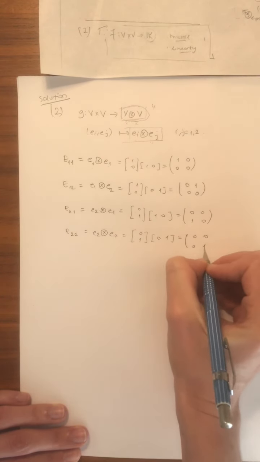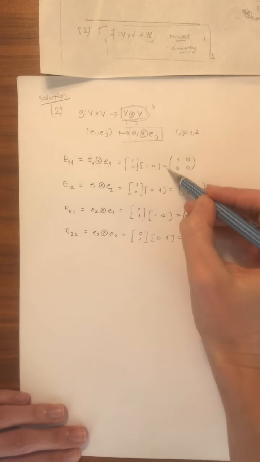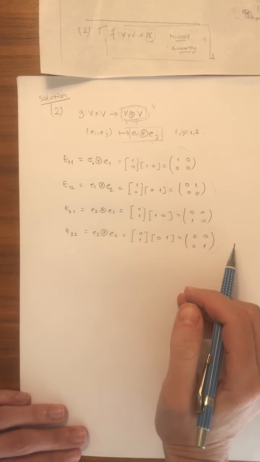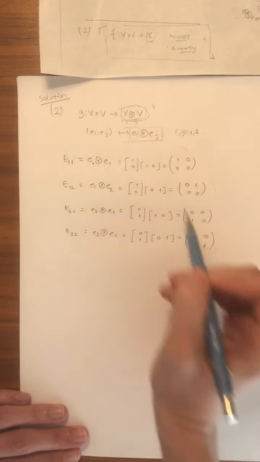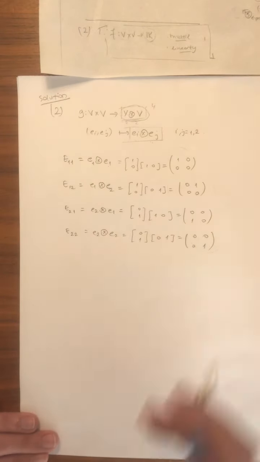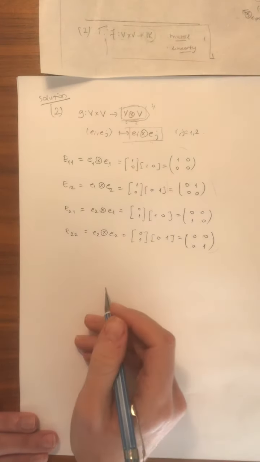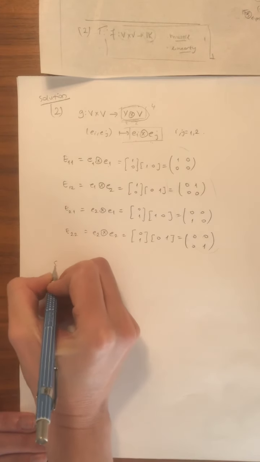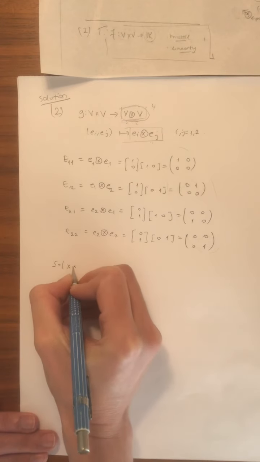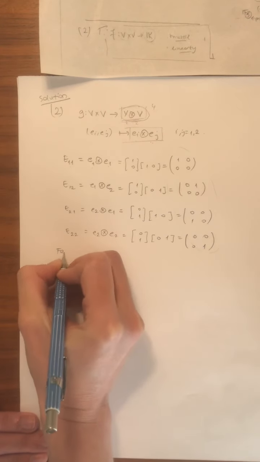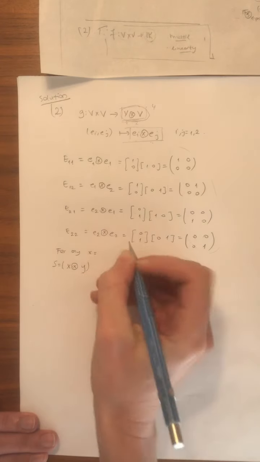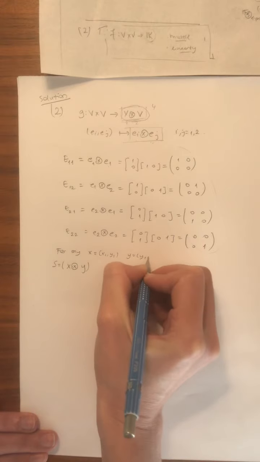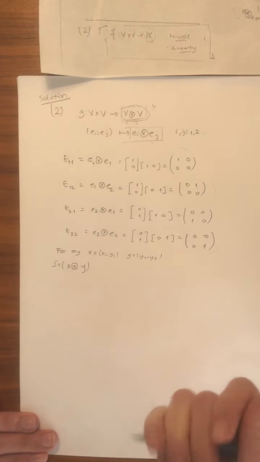And finally, we have this element. Note that we saw these elements as the basis for the 2 by 2 matrix space, and the coefficients will be from F5 in this example. Here we want to compute, for any X and Y, the images of F. We want to determine this linear map.